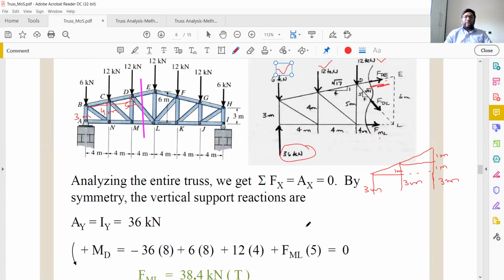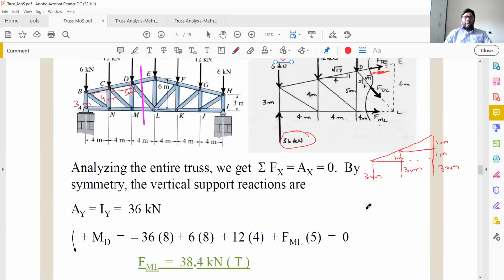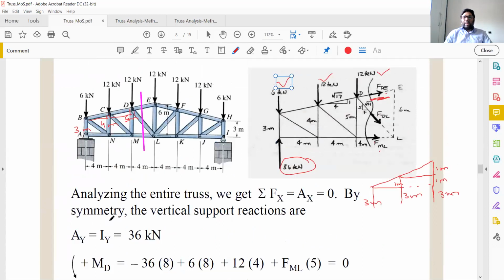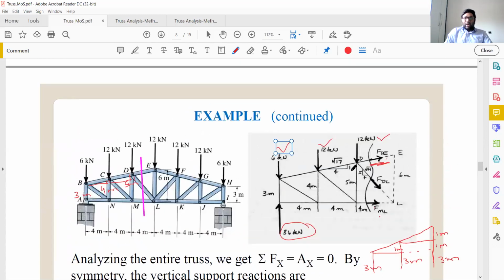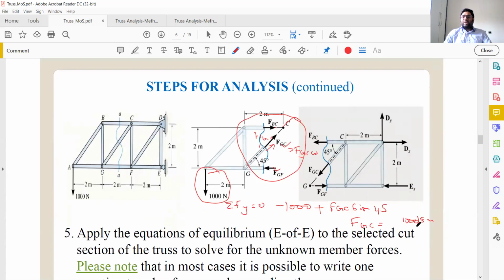From the reactions, first of all we need to calculate the value of FML. When we are trying to calculate the force in the member ML, either we can take sigma fx or sigma fy, but what will happen? Earlier you have seen, no? See here, we got FGC is equal to 1000 by sine 45. You got the value of FGC.